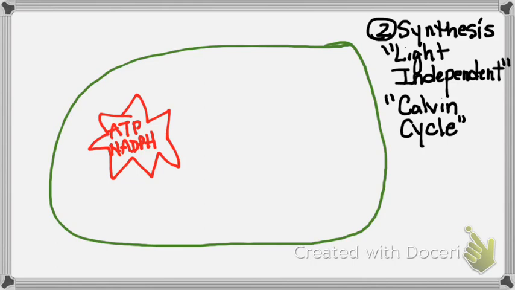Okay, so what we've got going on, first of all, is we have, and I'm going to draw this in a little cloud to symbolize that it's a gas, CO2. We know that plants use CO2. They use carbon dioxide. It comes in through the stomata. And stomata are openings in the leaves.